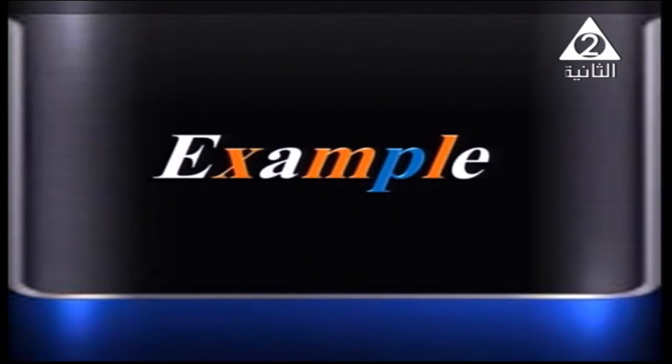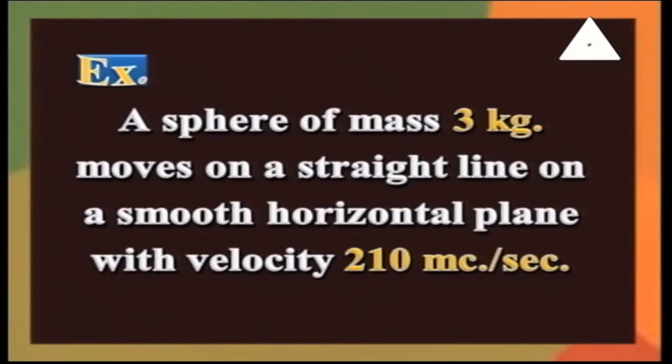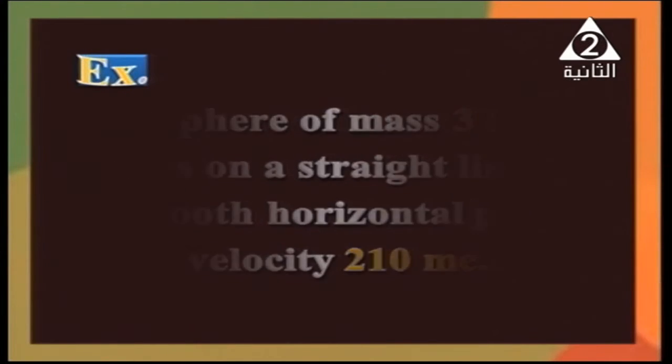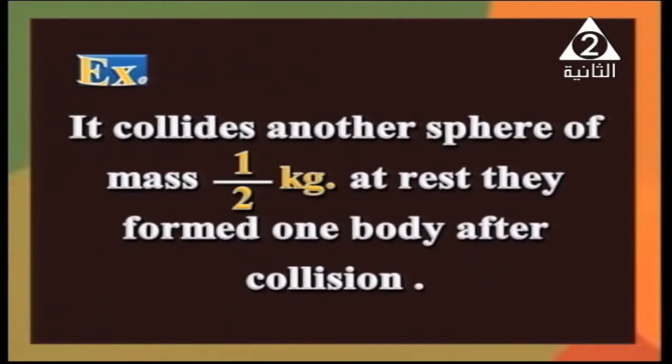Another example. A sphere of mass 3 kilogram moves on a straight line on a smooth horizontal plane with velocity 210 meter per second. It collides with another sphere of mass half kilogram at rest, and they form one body.